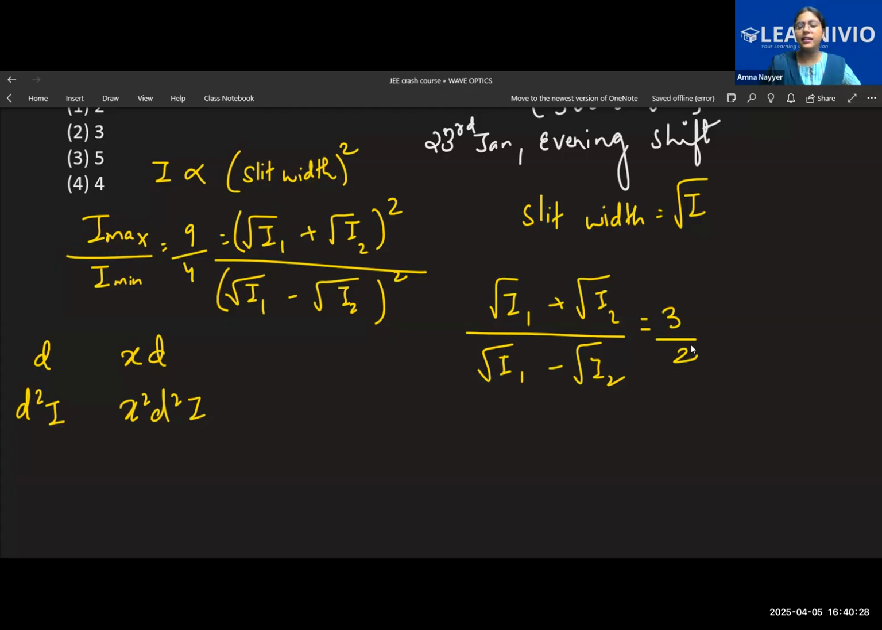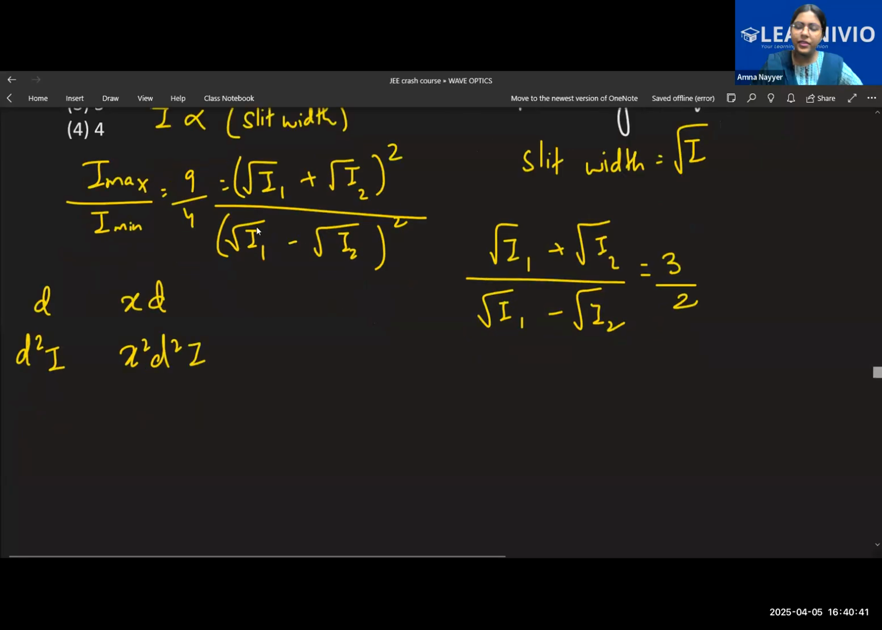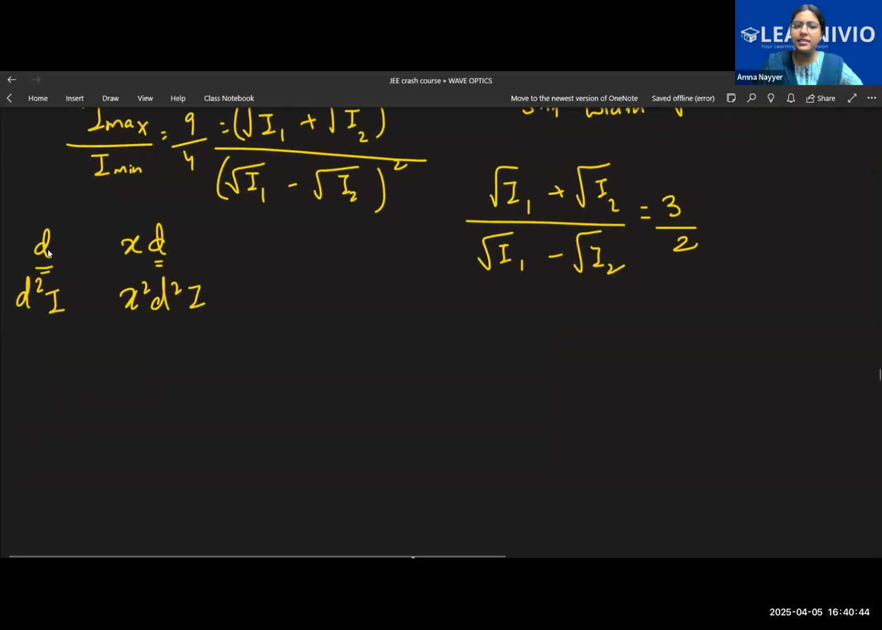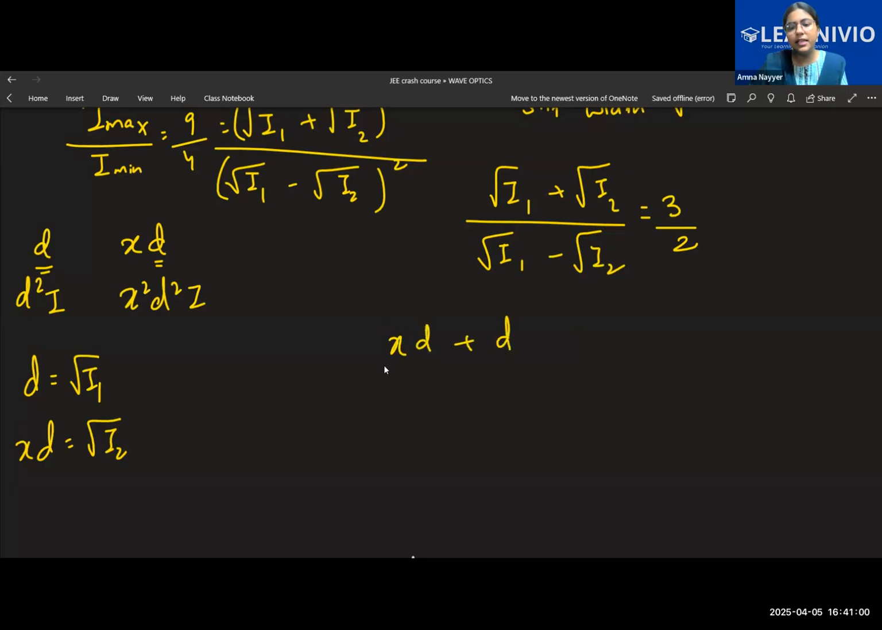Now, instead of I1, take one as D, take the other as XD, because you've already taken the root. Root can be written as slit width now. From this relation, you can write it as slit width directly. So D is equal to root I1. We can say XD is now equal to root I2, because their square is equal to the intensity. Let us just put this. So this will be XD plus D divided by XD minus D is equal to 3 by 2. We can take D common.